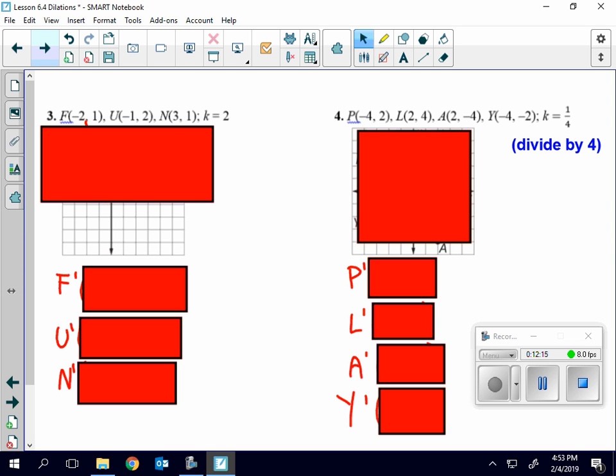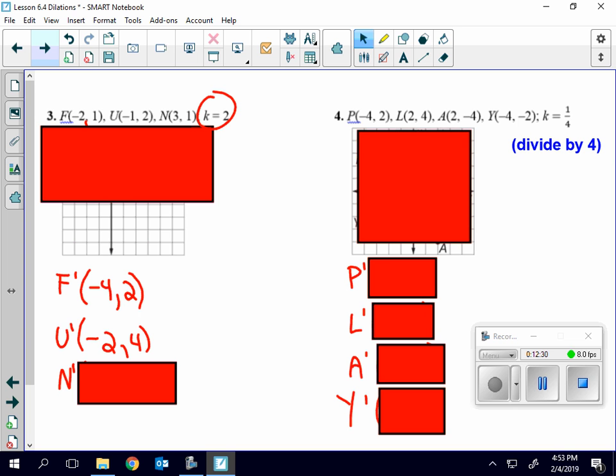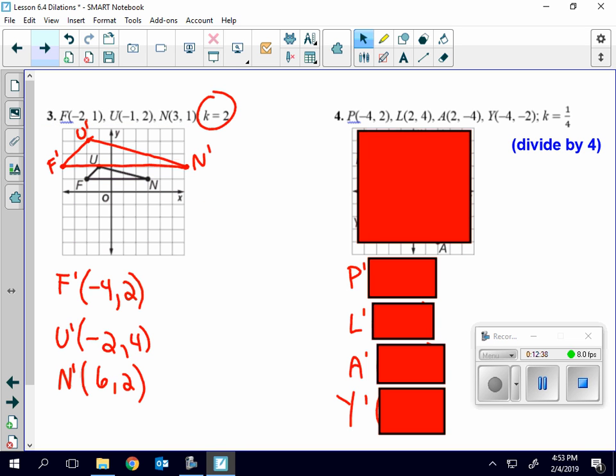All right, so I have F at -2, 1. F prime, when I multiply by 2, I will get -4, 2. U prime, -2, 4. N prime, 6, 2. I just multiplied everything by 2. And when I graph that, it's just a little bit above. It's just the same shape, but bigger.